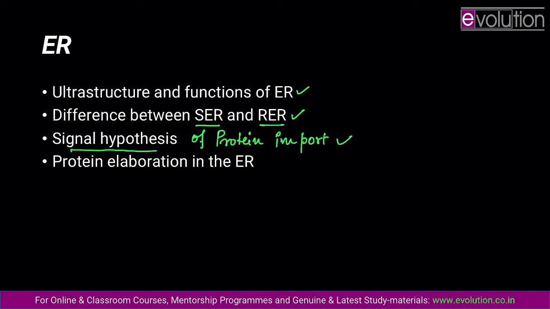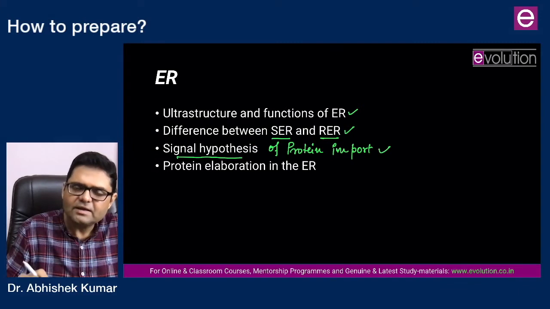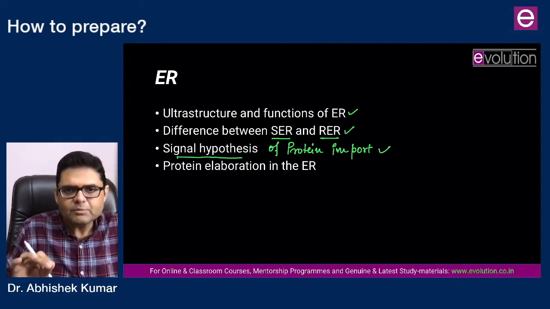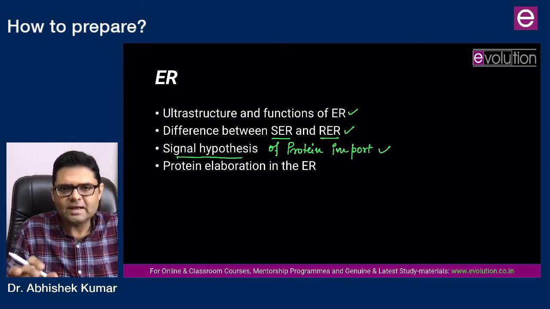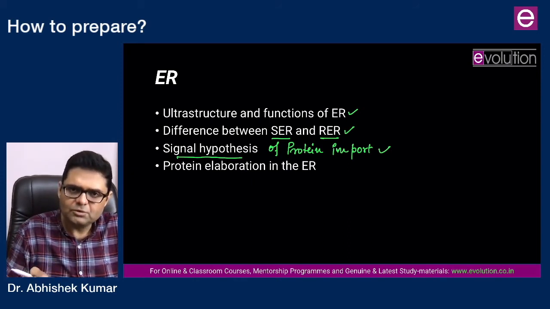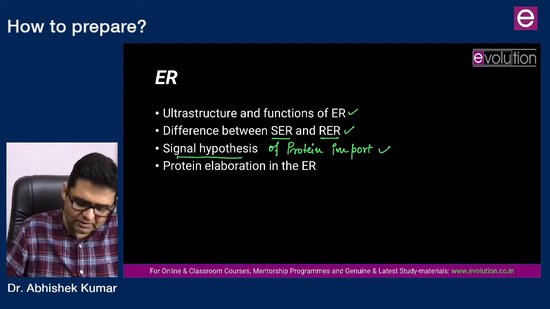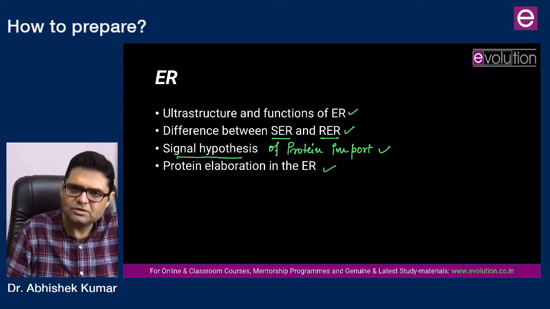This needs to be done. There are steps which you will be describing with the help of a diagram. And lastly, the secretory proteins or lysosomal proteins, their processing starts within the ER lumen. So protein elaboration for such proteins which are destined to go outside the cell or into the lysosome starts in the lumen of the endoplasmic reticulum, that we need to do. So protein elaboration in ER. These are the four topics you need to do.